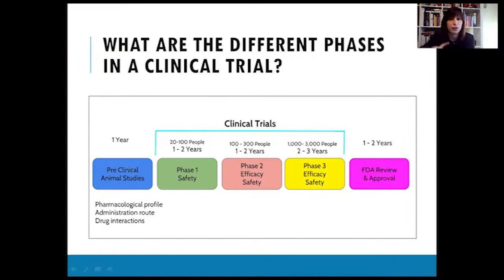Phase 1. The first phase studies evaluate the safety of a drug and its pharmacokinetics. For example, what happens to the drug in the human body: absorption, metabolism, elimination, and excretion. These studies are generally short and involve a small number of healthy volunteers, people without any diagnosed disease who wish to participate in a clinical study.